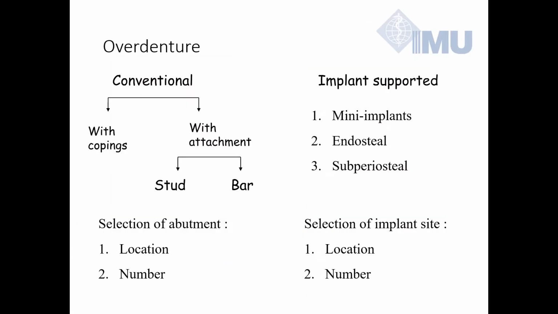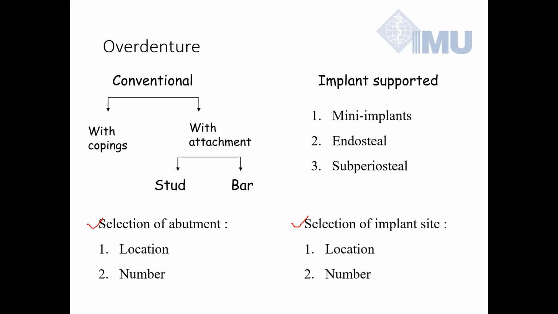When you look at option number one and two, those are removable overdentures. There are some differences, or classification, based on the overdenture options: whether implant supported, whether they are mini implants, whether endosteal or subperiosteal implants, selection of abutment, what is the location of the implant, how many implants are being placed, and selection of the implant site. Abutment selection and implant selection are both different stories.